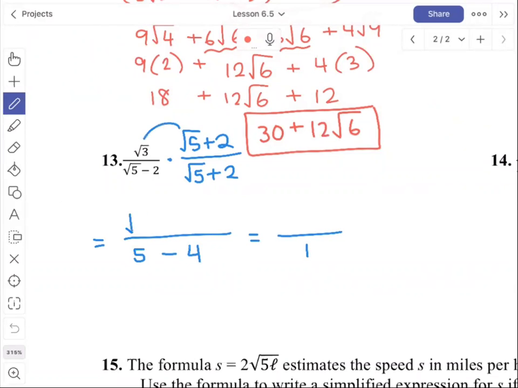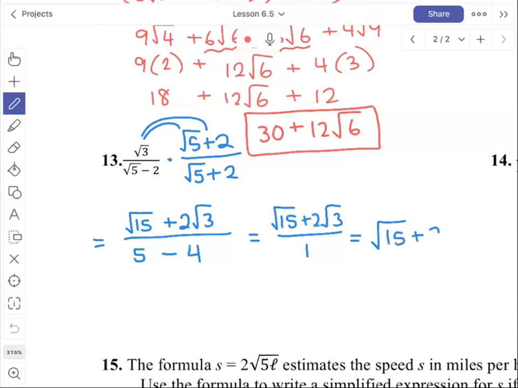Numerator, multiply, I get rad 15. Multiply, I get plus 2 rad 3. All right, can't simplify, can't combine that, so that's just rad 15 plus 2 rad 3 over 1, which is just rad 15 plus 2 rad 3. Final answer.